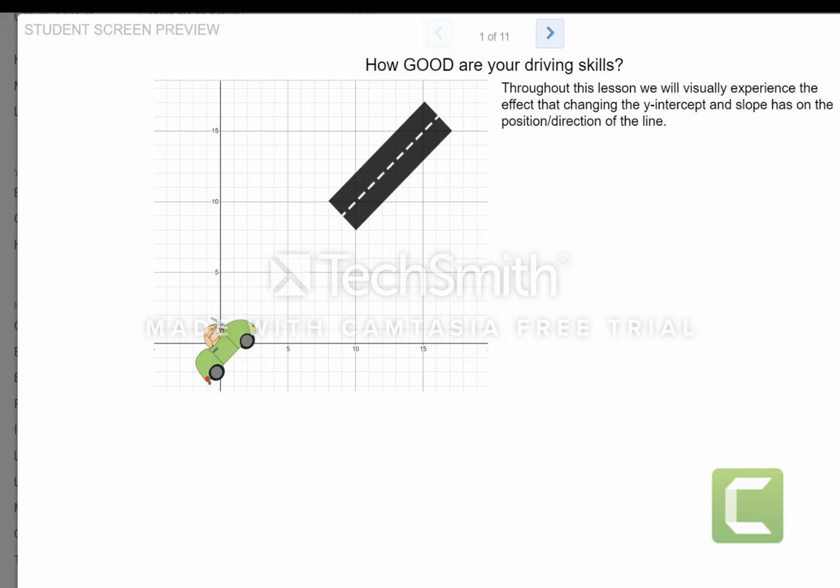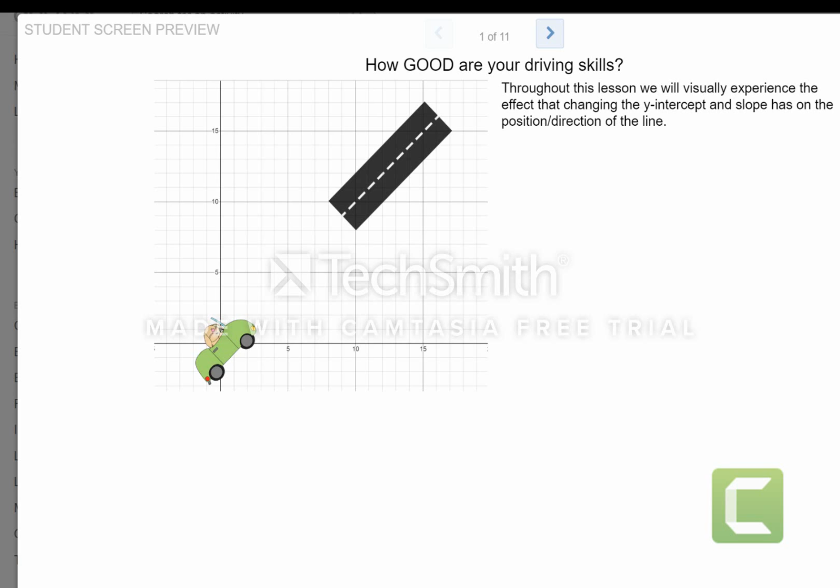The goal of my lesson is to further enhance the students' understanding about the effect that different y-intercepts and slopes have on a graphed linear equation. This will be done by exploring different scenarios throughout the slides where the slope or y-intercept must be changed in order to execute the activities properly.